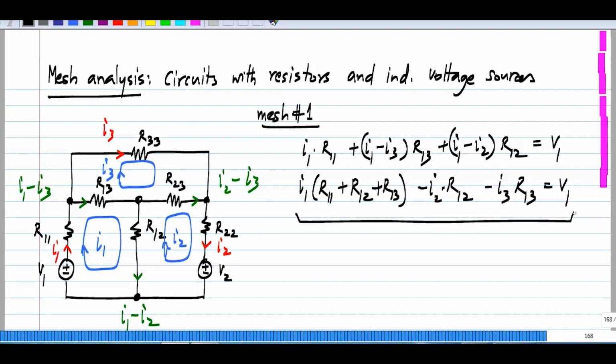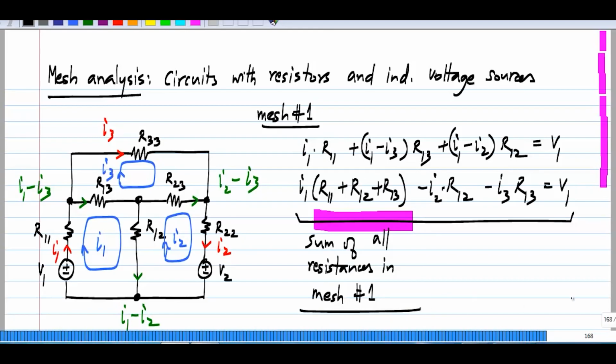Now the pattern must be very obvious to you. What is the coefficient of a given mesh current? I am writing the equation for mesh number 1, and I1 is the current for mesh number 1. So the coefficient of I1 will be the sum of all resistances in that mesh. I1 belongs to mesh 1, so the coefficient of I1 will be the sum of all resistances in mesh number 1 when you are writing the equation for mesh number 1.